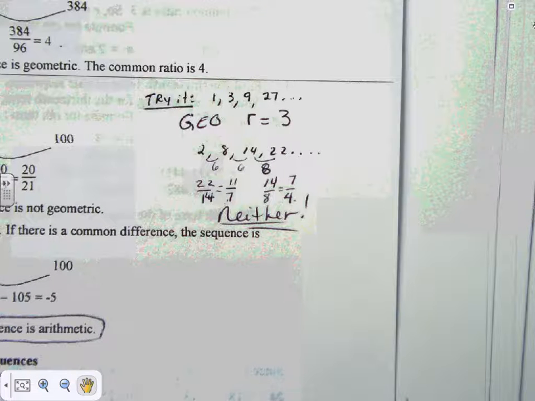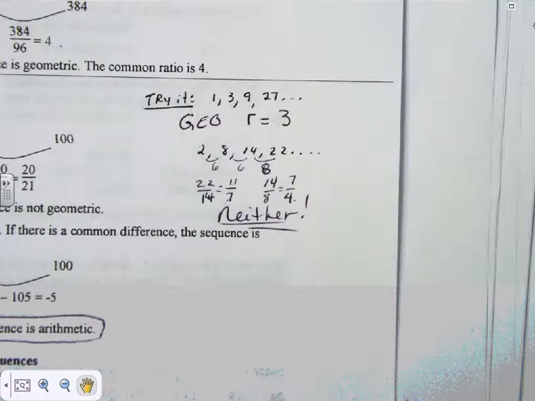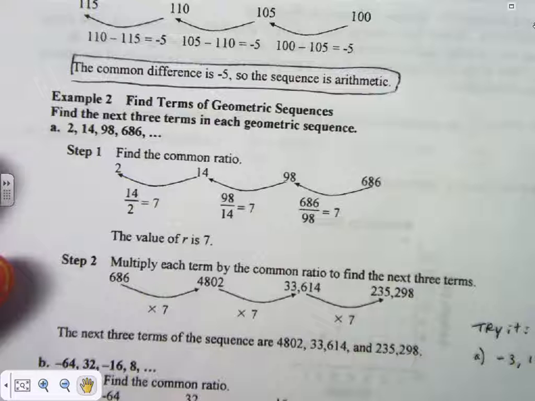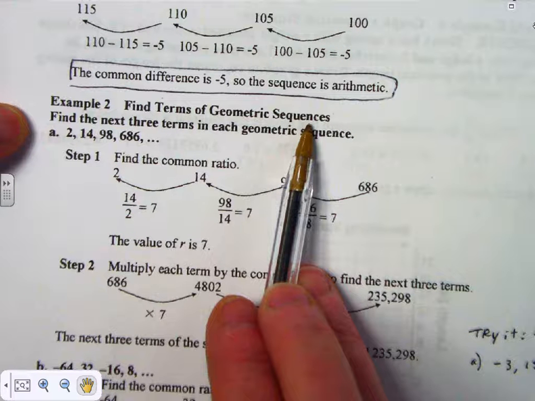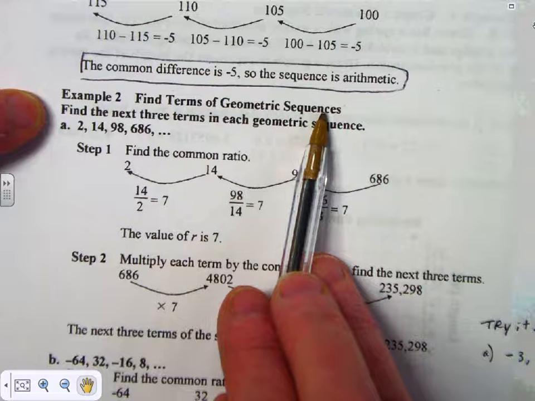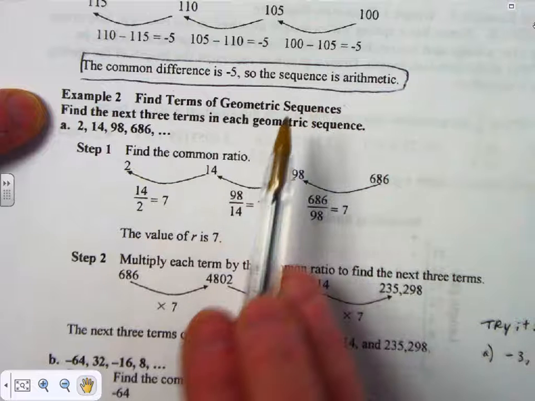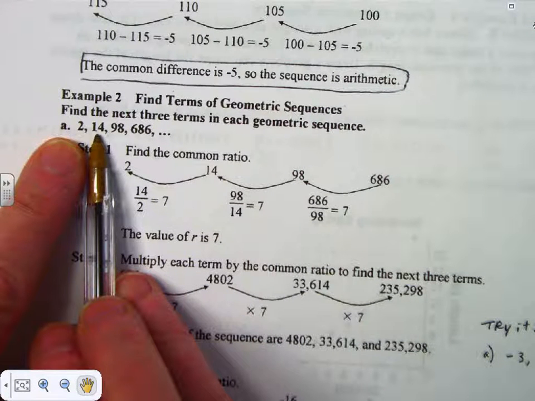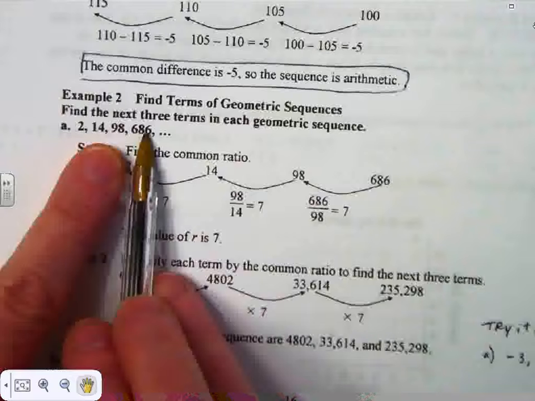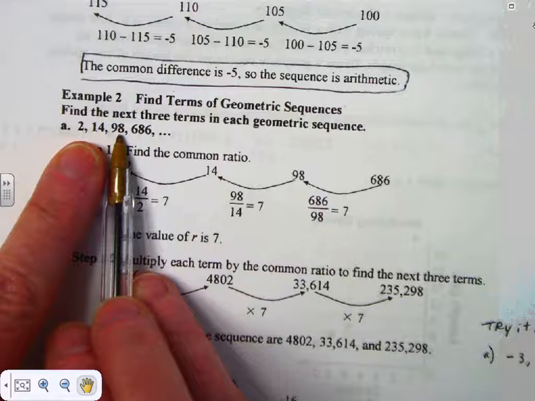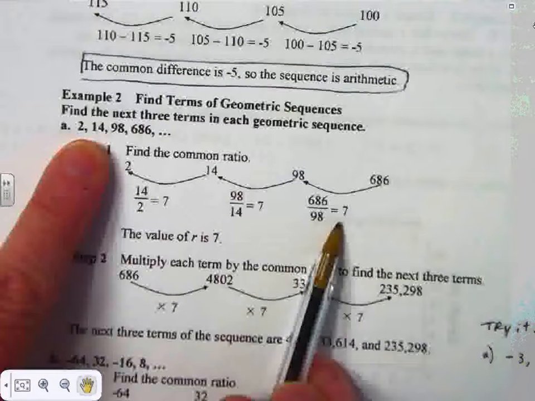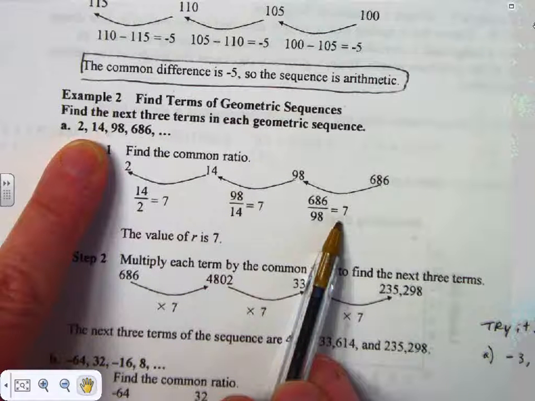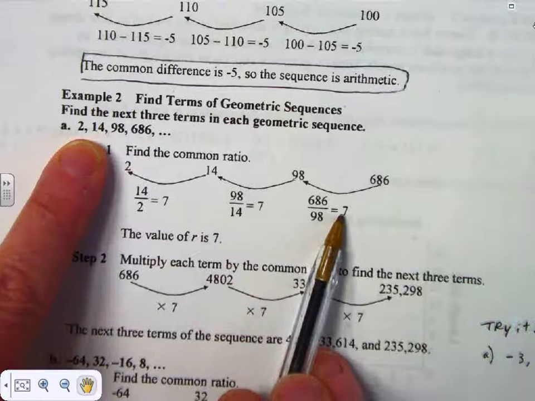Now let's see how to find the next 3 terms in a pattern. Shouldn't be very difficult. Go down to example 2 in the notes. It says, find the terms of the geometric sequence. Okay, they're telling you it's a geometric sequence, so you don't have to wonder. You know it is. So we just have to find what the common ratio is. So 686 divided by 98 became a 7. Since they're telling me it is a sequence, I don't have to check the next ones. I just have to find one of them. So I found a 7.